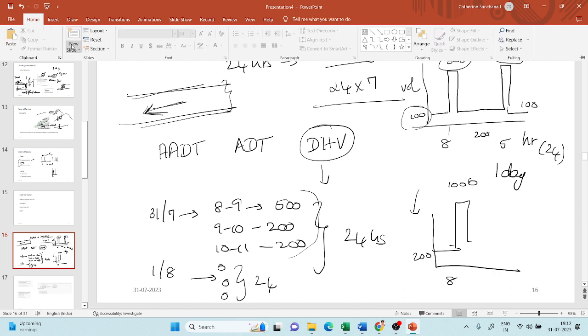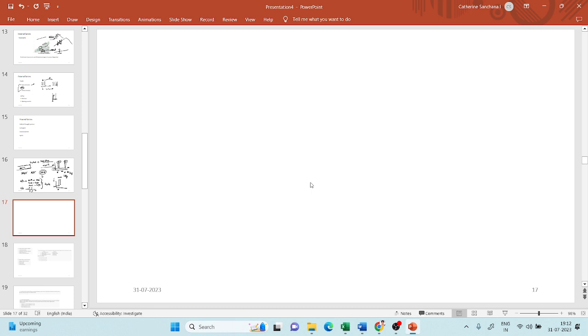Okay, now which one should I choose for design? Now I have so many hours of traffic. I said I should design for one hourly volume, and now I have 365 into 24 hourly volumes. Now which one should I pick for design? So for that, now you will be having this much of data.